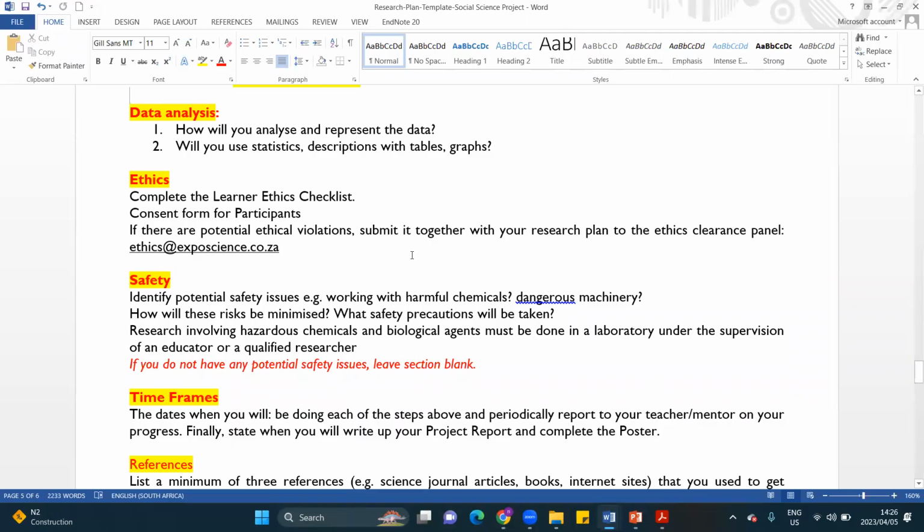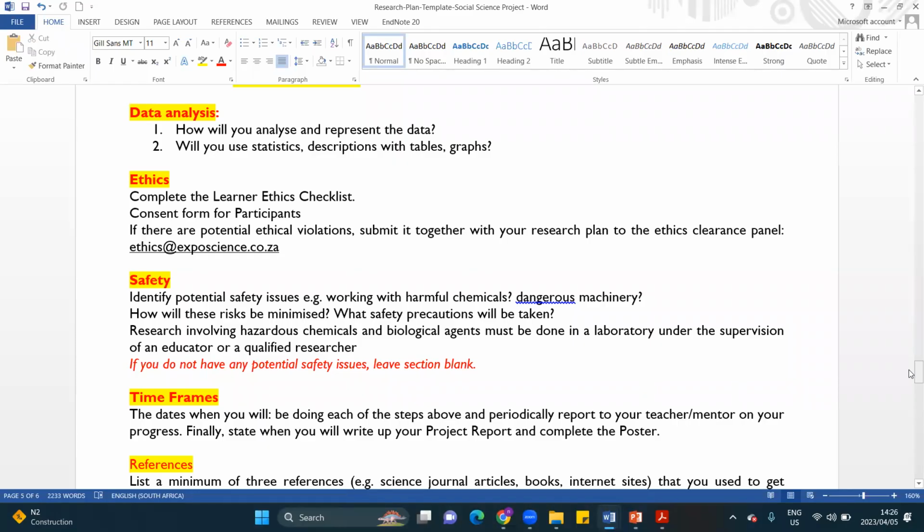If the participants are minors below the age of 18, the parent also needs to give consent for the learners to be part of the study. If the questionnaires are going to be handed out at a school, then the principal needs to give the learner permission. So the learner will write a letter to the principal stating what the research is about, and that they want to interview learners at school. Then the principal also needs to give a letter giving permission.